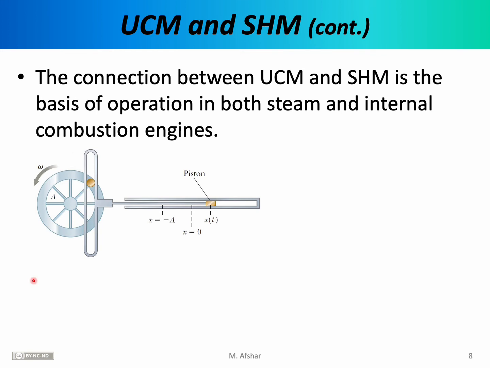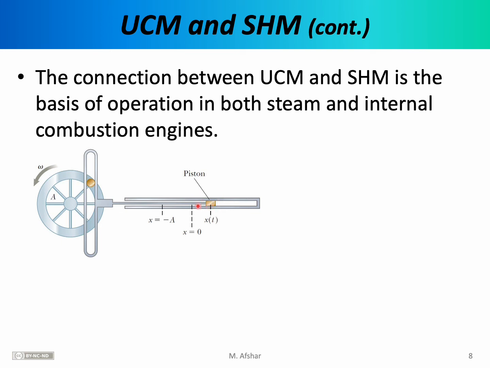The connection between uniform circular motion and simple harmonic motion that we were just discussing is the basis of operation in both the steam engine and the internal combustion engine. So to give you a very simple model of what might be happening inside a steam engine or a gasoline engine in a car, consider a piston that is inside a cylinder. So we have a cylinder, inside it is a smaller cylinder that is free to move left and right.